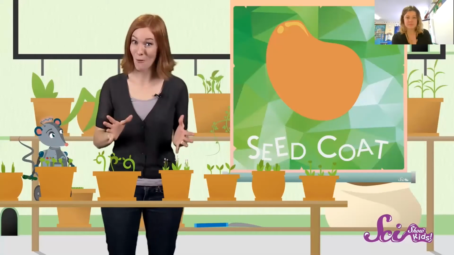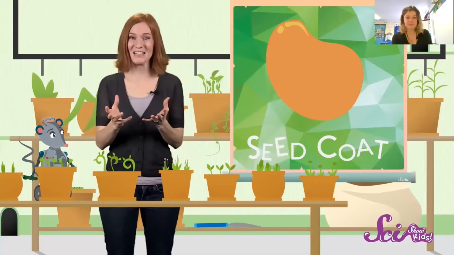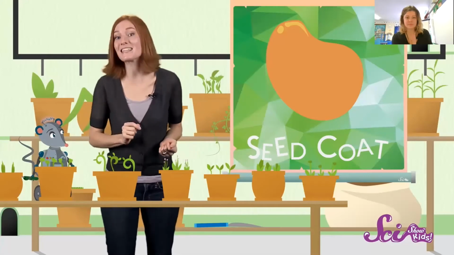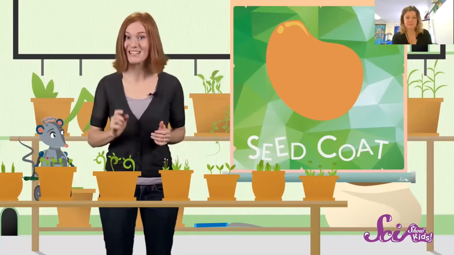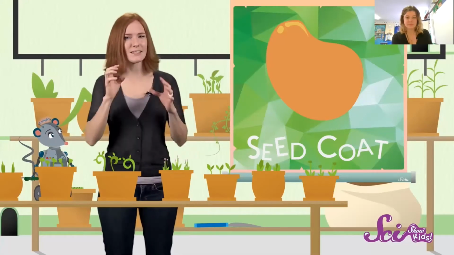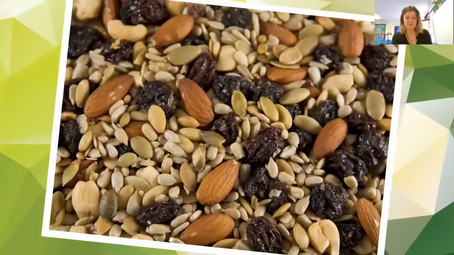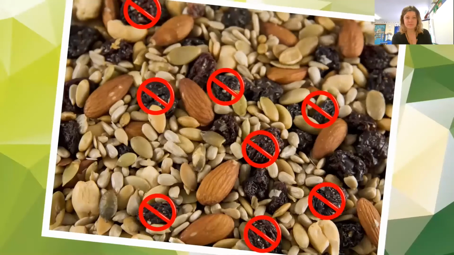The seed coat has an important job. It covers the entire seed, protecting the little baby plant inside and keeping it from drying out. The seed coat also has super sensing powers. It has special chemicals in it that can tell when the seed is in the right place to start growing. For example, the sunflower seeds and the pumpkin seeds in your trail mix sense that it's not safe to grow. After all, seeds can't grow when they're surrounded by raisins and chocolate chips.